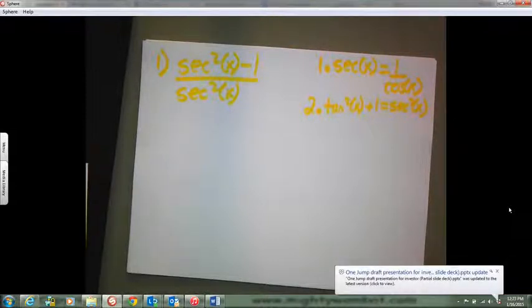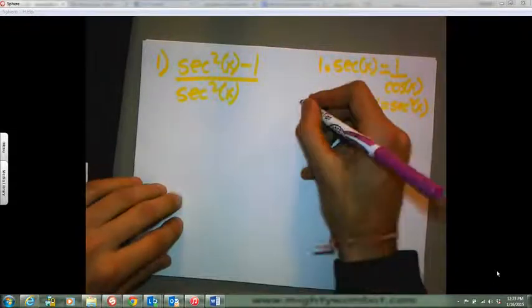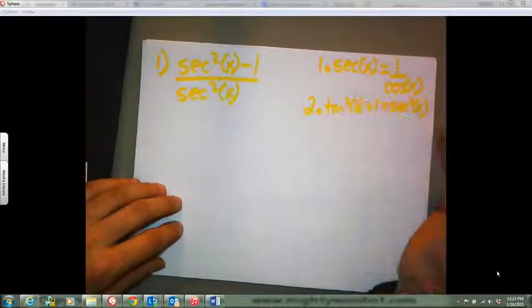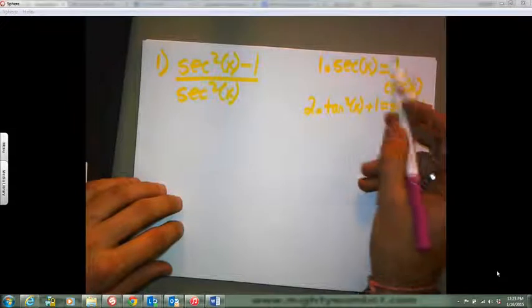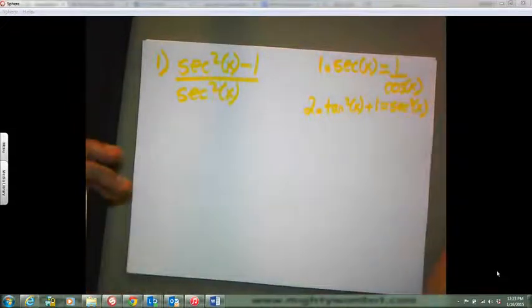So when I look at this problem, I say, okay, this one, and again, I don't know which is more beneficial. I know now only because I've done the problem. So maybe some of you would have started with rewriting all the secants with cosine. That's not wrong, it just might take a little longer. It's better to start with this one.